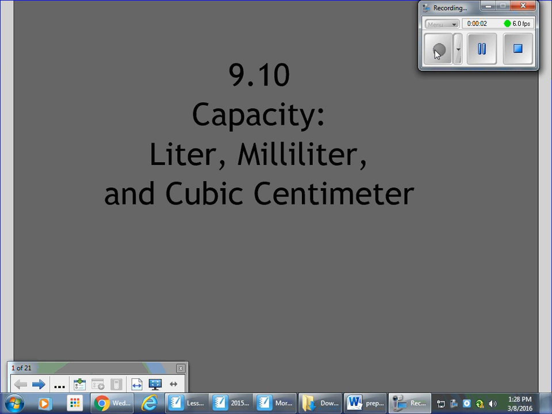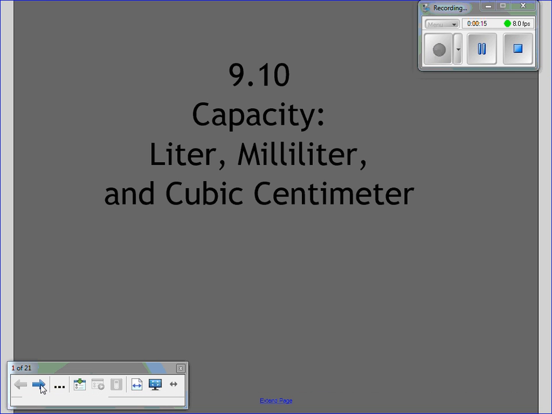Good evening, fifth graders. Tonight we're going to be working with some capacity, some liters, some milliliters, and some cubic centimeters. Might sound pretty confusing right away. It's actually a lot of fun, and you're going to be noticing some things that you've learned back in your early years in elementary school.